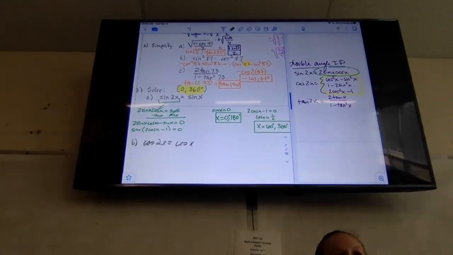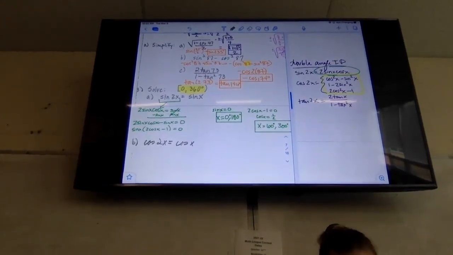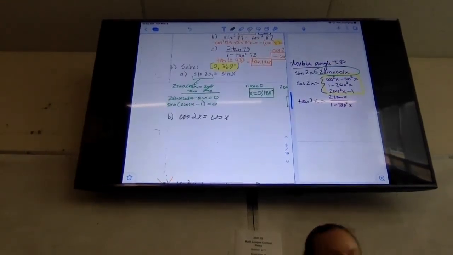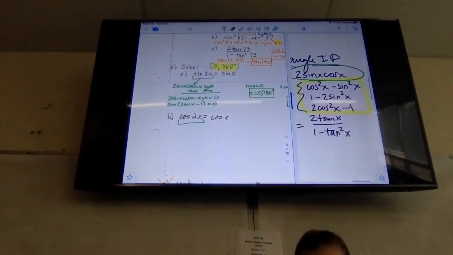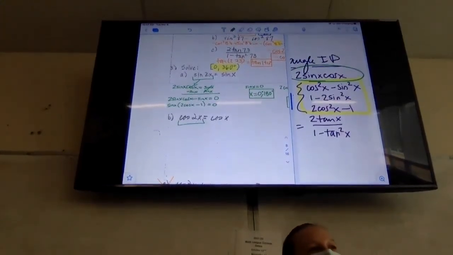All right, I think the next one's probably one of the harder ones that we're going to do today. I've got cosine of 2x equals cosine of x. Just like we did on the last problem, I do need to replace cosine of 2x with one of my double angle identities. Now, which one is probably the easiest one, or which one should we use?